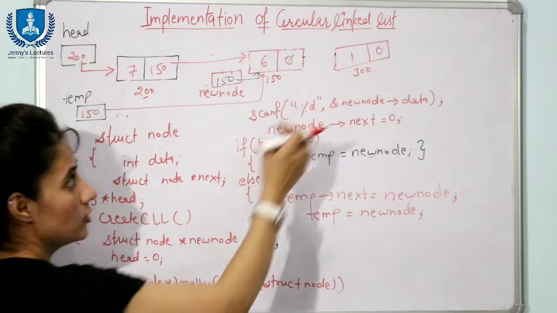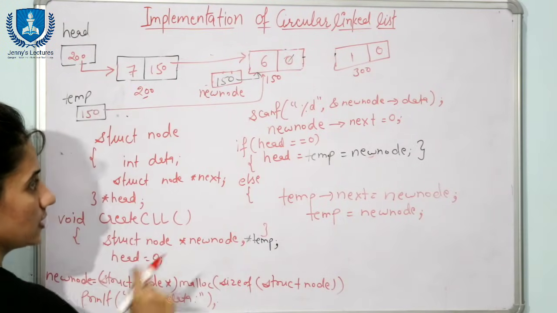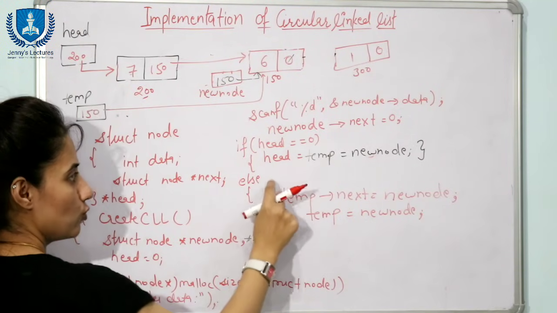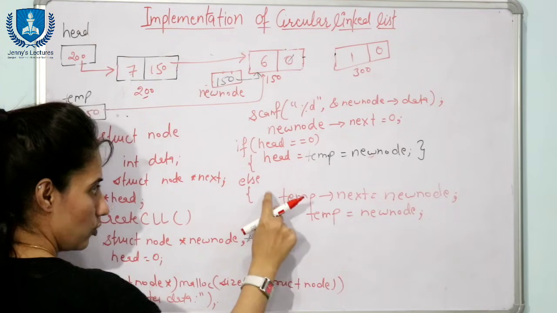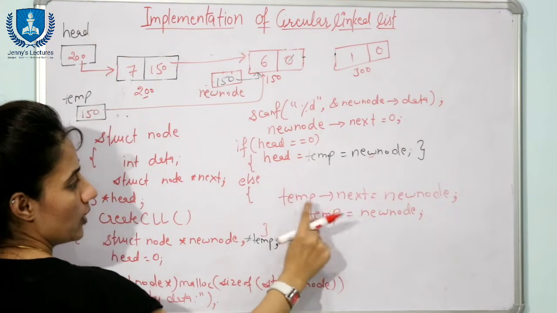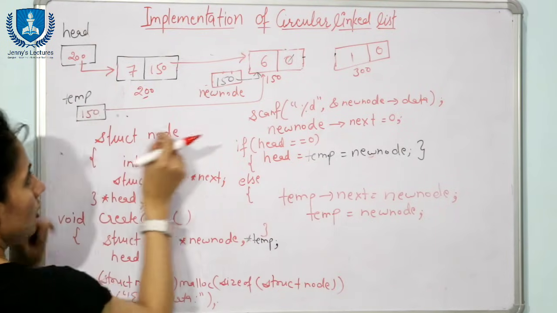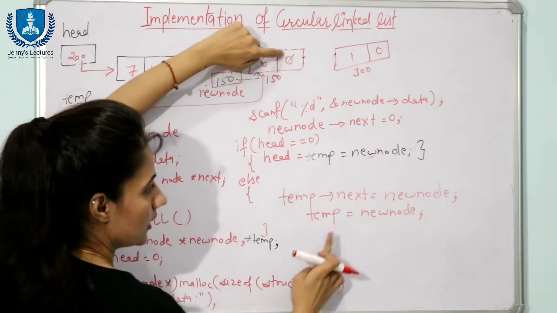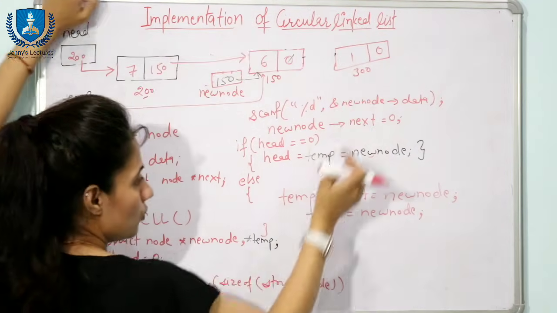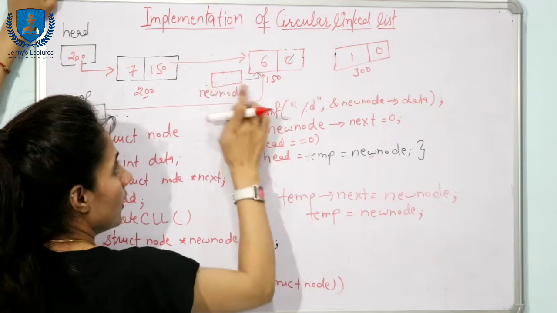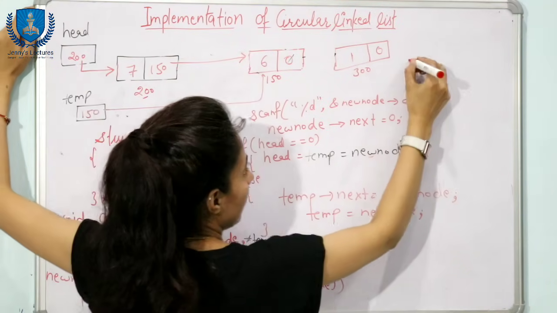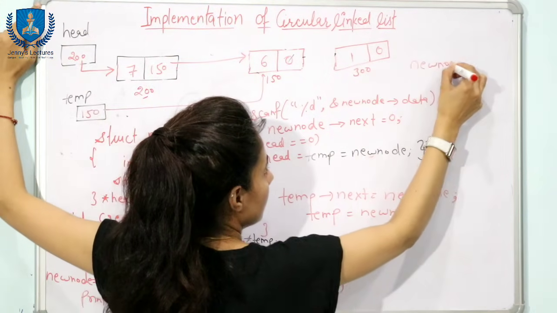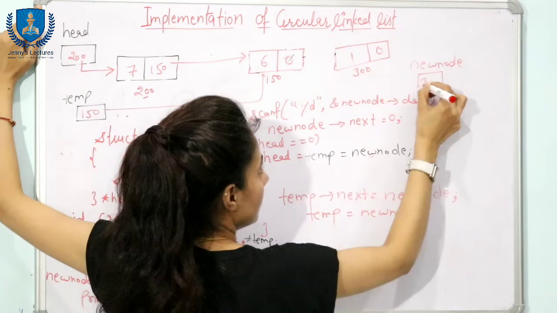Now see, if you want to insert this third node, in that case, the if part is not true, so we are going into the else part. In the else part, what will we do? Temp next. Using temp, which node can I access? This node. Temp next means here I will insert new node. So after creating this node, now in new node I have the address of this node, right? That is 300.